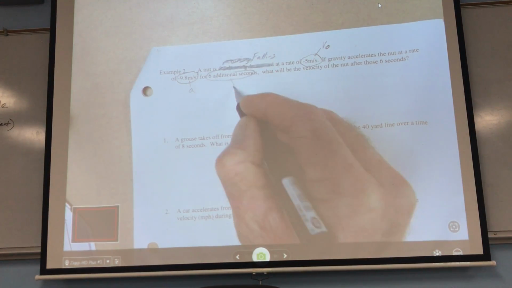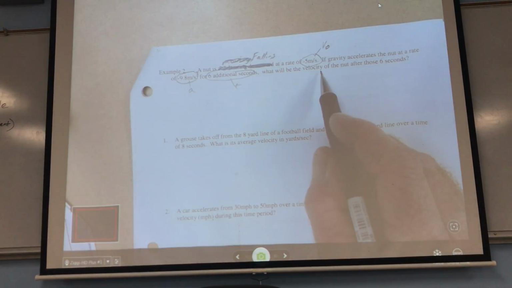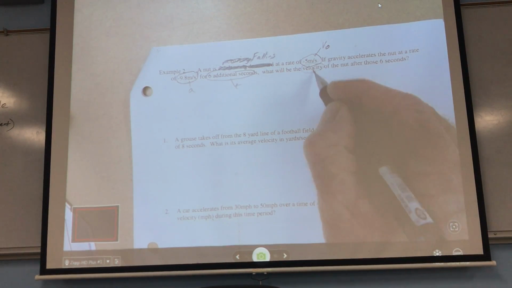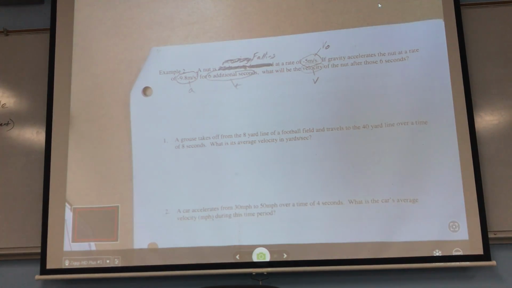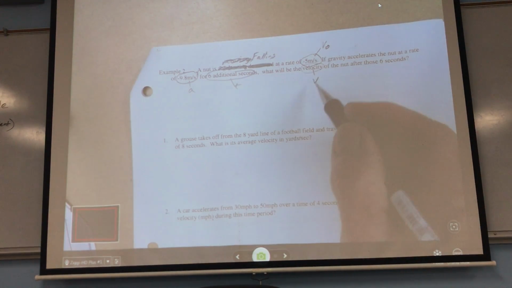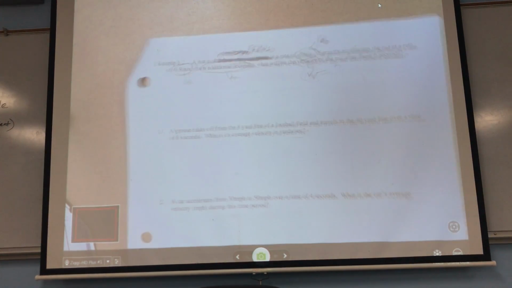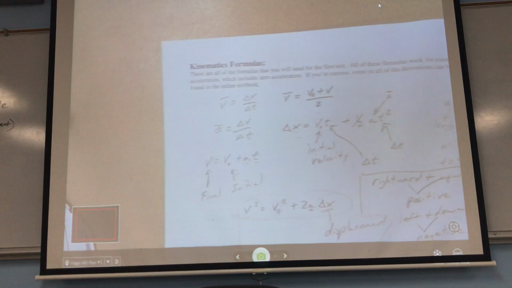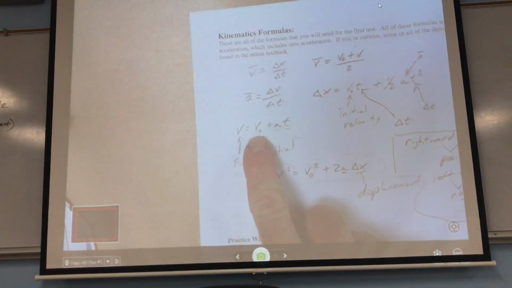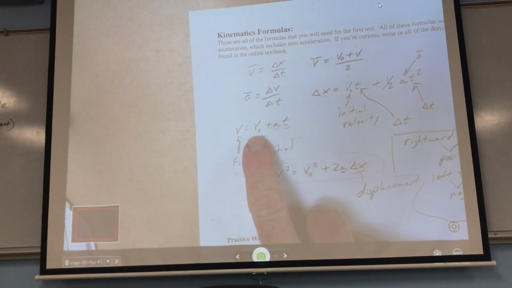There's our time. What will the velocity be? So we're looking for v after those 6 seconds. We're looking for a formula that's going to give us v, and hopefully it's going to have v0 and t and a in there. Do you see one? Right here. So is it saying the initial velocity is negative 5 meters per second? Yes, that's what it's saying.